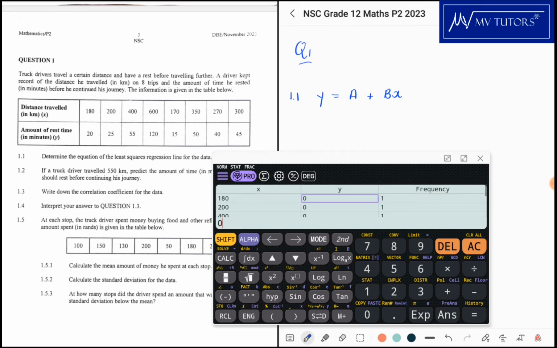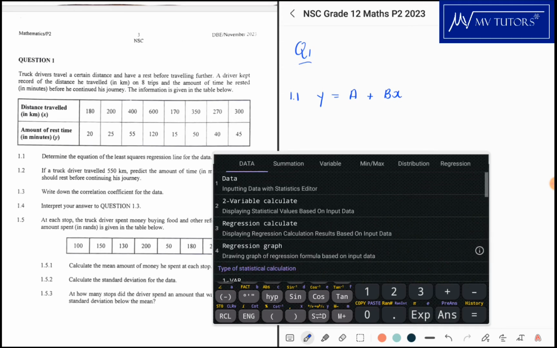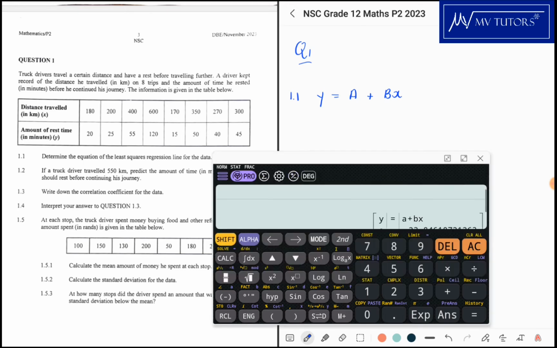Now let's go to y. Here it's very important not to put in the incorrect information, or else everything becomes incorrect. So just make sure at this stage you are inputting the correct information. Double check if you have to. And once you're here, you can just click AC and then shift stat, and then what we want is the regression, regression calculate.